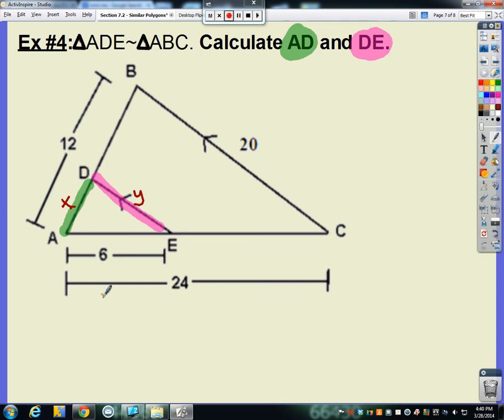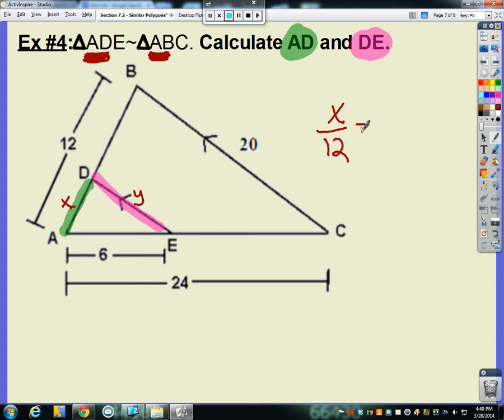Okay, so if I wanted to solve for X first, I'm going to go ahead and throw down my X. Now, X, which was AD, well, that's the first 2 letters of the smaller triangle's similarity statement, right? Which means its corresponding or matching side would have to be AB in the bigger triangle. Well, how long is AB? AB is 12. So I know that X and the 12 go together in the same ratio.